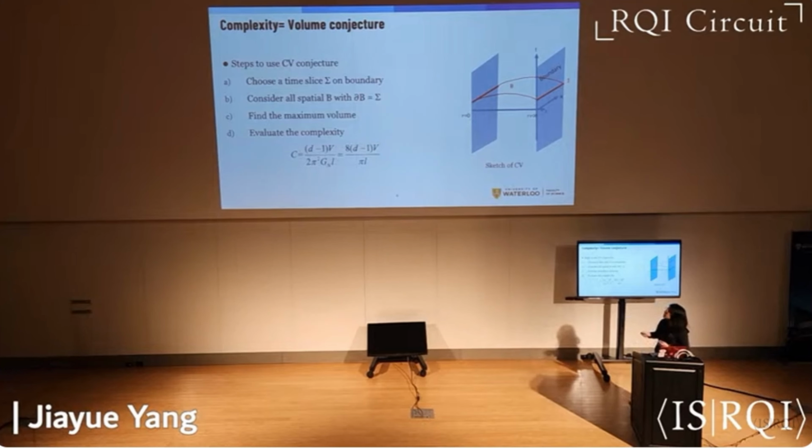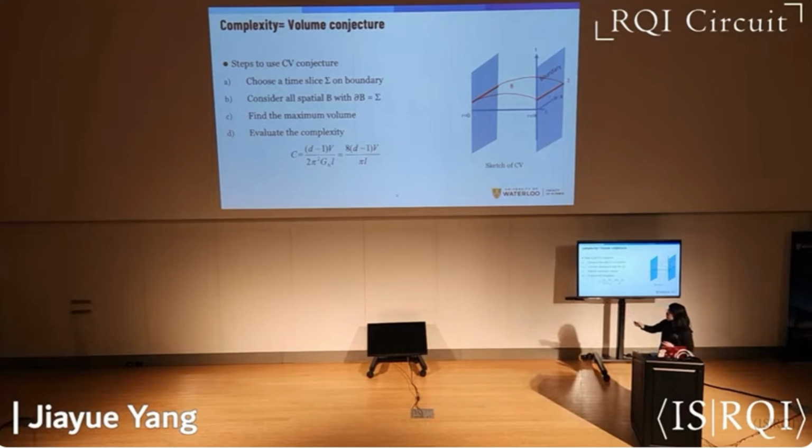Here are the steps to evaluate the complexity using the complexity equals volume conjecture. First, we choose a time slice sigma on the boundary. Next, we consider all the spacelike hypersurfaces anchored on this boundary sigma. Then we vary these hypersurfaces to find the one that has the maximum volume. We can use this maximum value to compute the holographic complexity using this formula. But in this formula, L is some arbitrary length scale, so it is a little bit ambiguous.